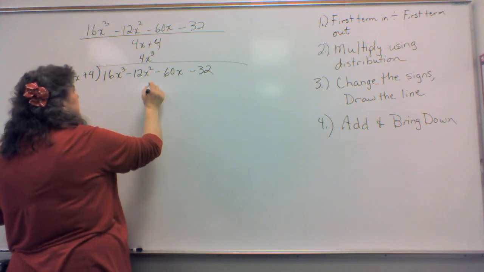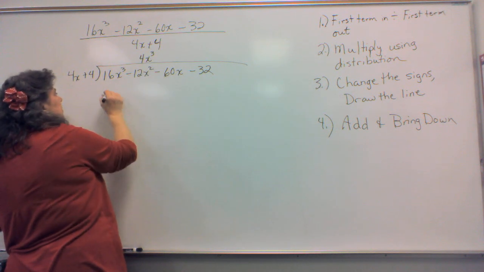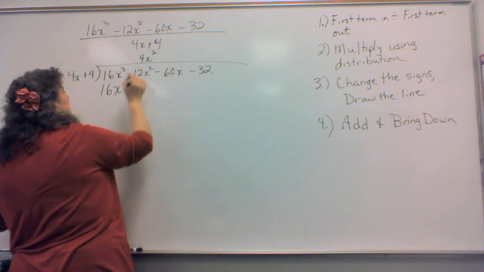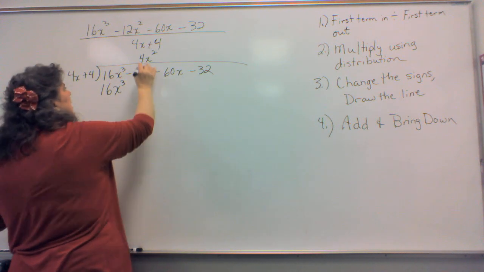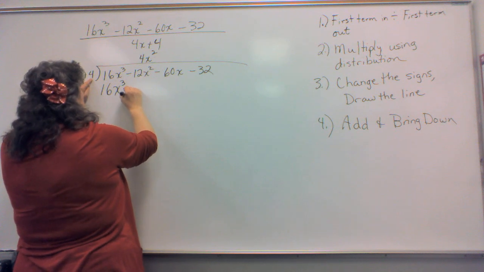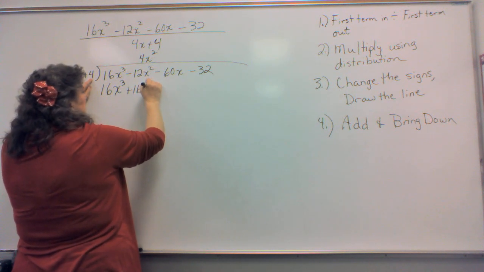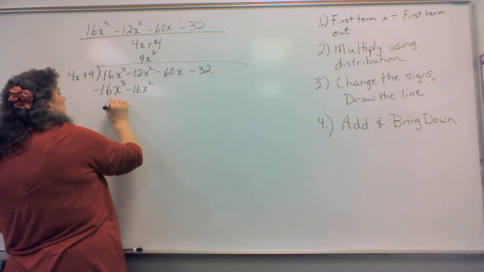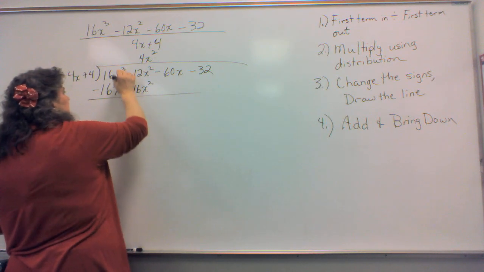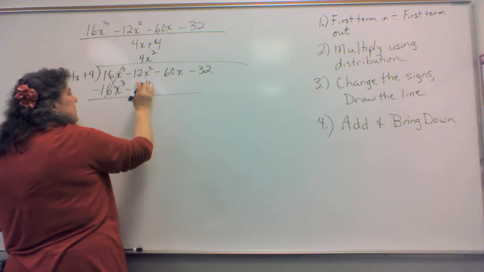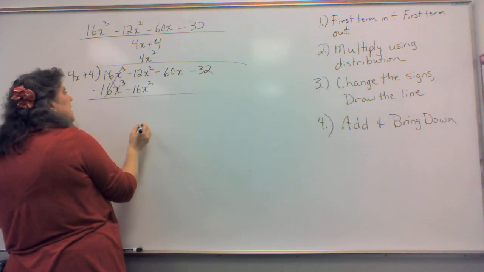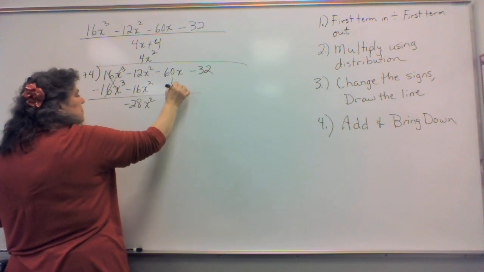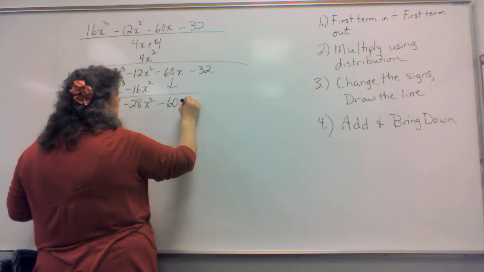Okay, first term in divided by first term out goes in. 16x cubed divided by 4x is 4x squared. 4x squared times 4x is 16x cubed, and 4x squared times 4 is plus 16x squared. Now, change the sign. Draw the line. This cancels out. Negative 12x minus this gives me negative 28x squared. Bring down my next term, minus 60x.